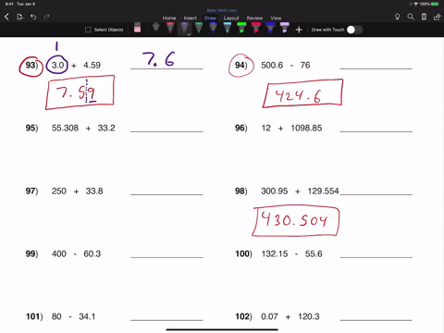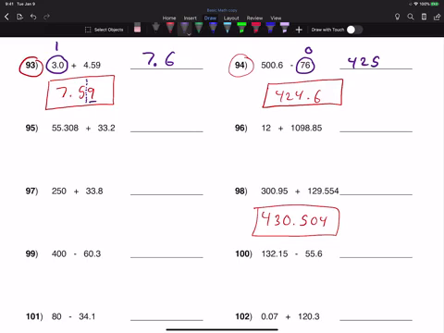Problem 94, this sometimes gets students. The first number, of course, has one decimal place, but it's the second number that's important. This number has no decimal places. So your answer must be rounded to no decimal places, or the nearest whole number. So that would be 425.